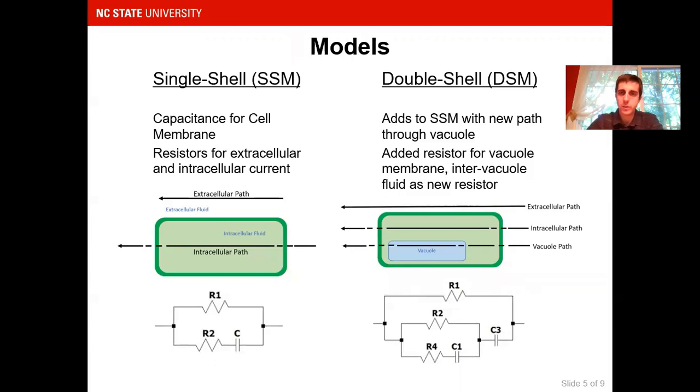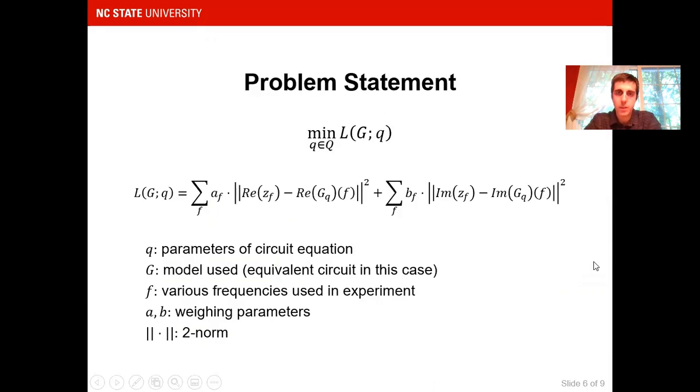The double shell model builds on this by adding another path where the current can go through the vacuole. So we actually model the vacuole, which can be quite large in some plants. So we end up with 3 pathways and an extra RC attached to this single shell model.